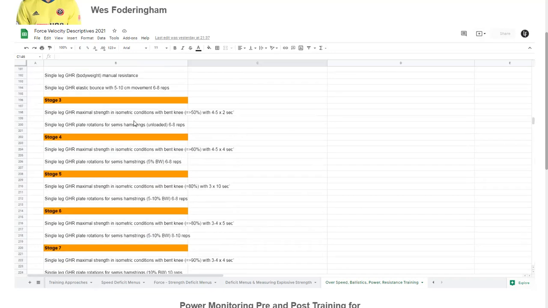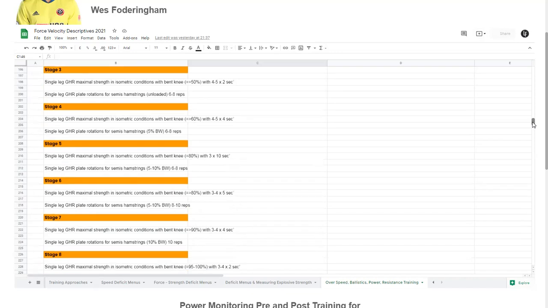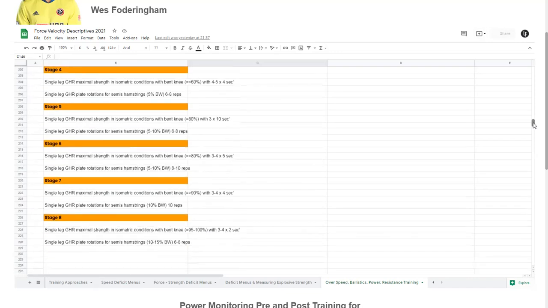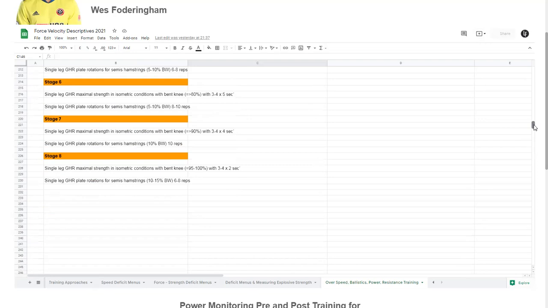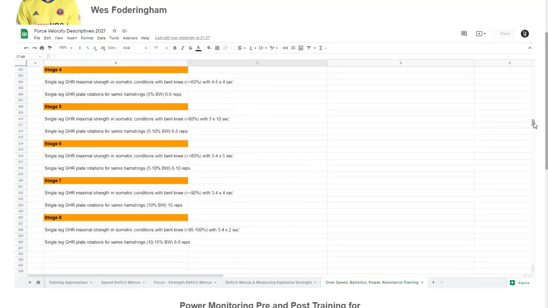We can do a variety of different levels of holds. We can do plate rotations to get the semi-hamstrings in there. Different angles again, different reps, single leg work. And this really, really works. This is great. And also you get the glutes in there, lower back and your calves.